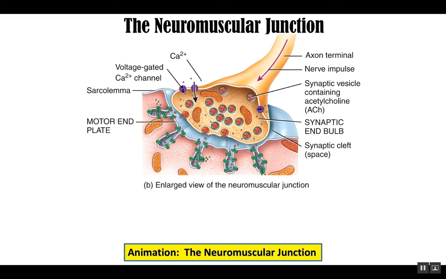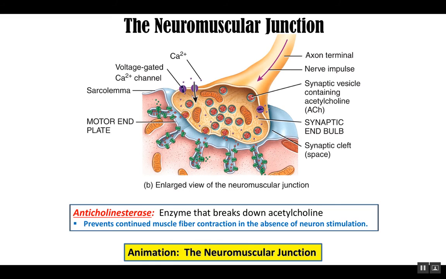Once we know that, we can put everything together. Before we try to put everything together, I want to make sure that you go to Canvas and watch the animation. There's an animation that goes over the things I just discussed. It's going to look much like this drawing, and then it's going to step through this process from the nerve impulse all the way until acetylcholine triggers sodium influx into the muscle cell.